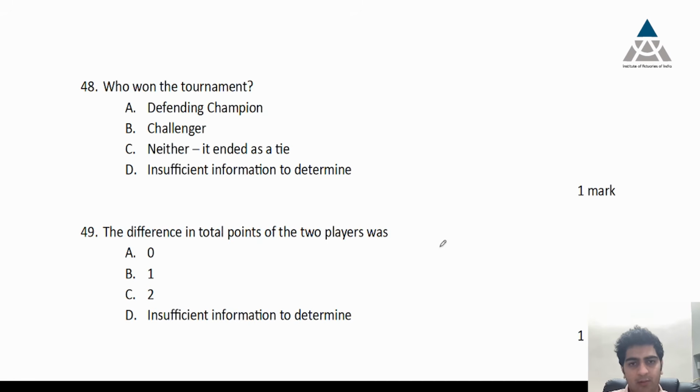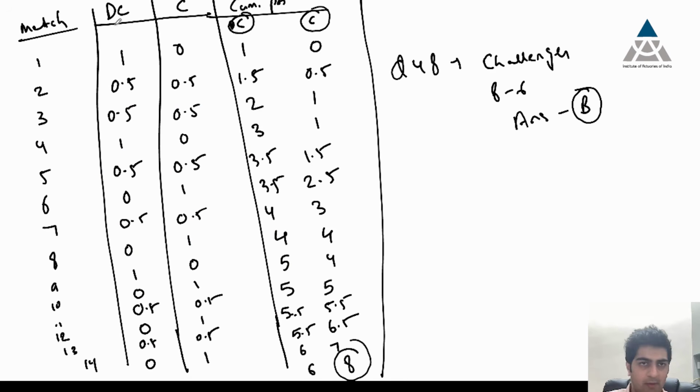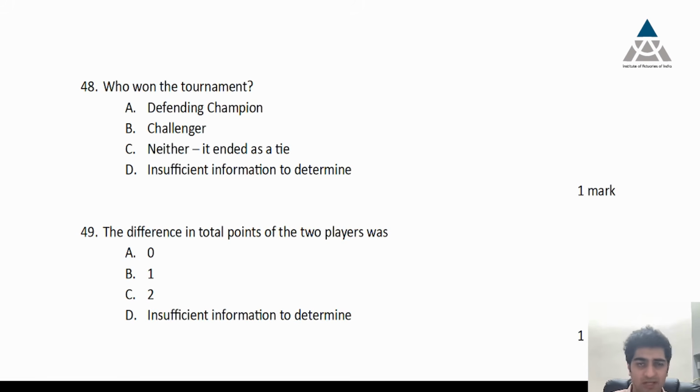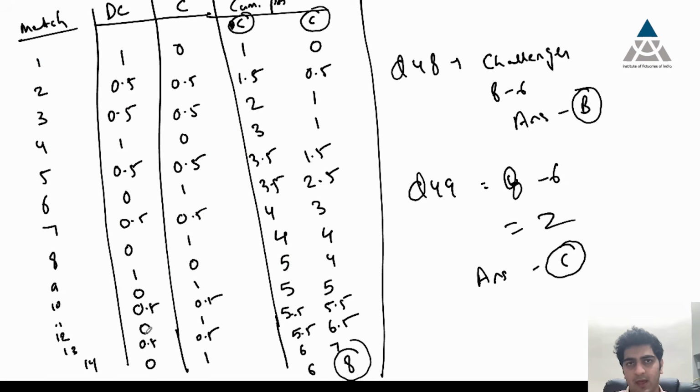49th question, the difference in total points of the two players was, so again, because we created this table completely, now it's very easy for us to answer all of this. So question 49 is obviously 8 minus 6, that is a difference of 2 points, which is actually quite a big difference in chess terms, by the way. But anyway, the answer is option C over here, which is 2 points difference.